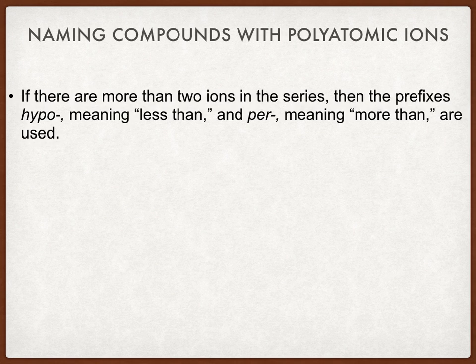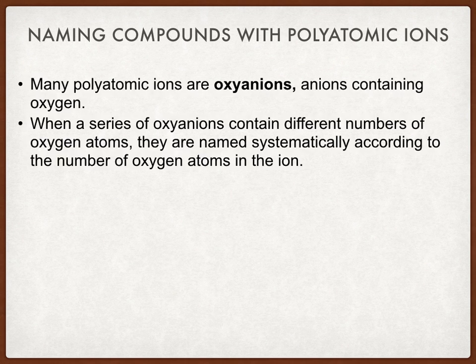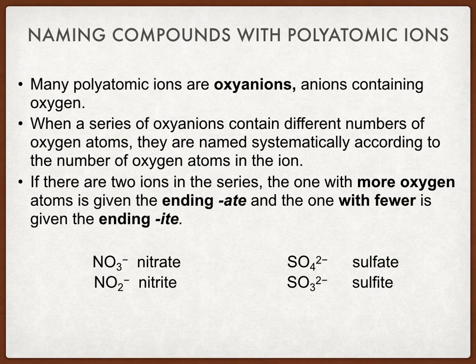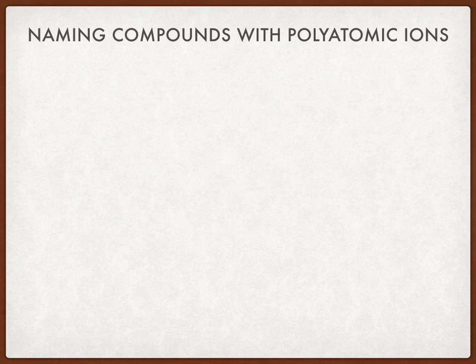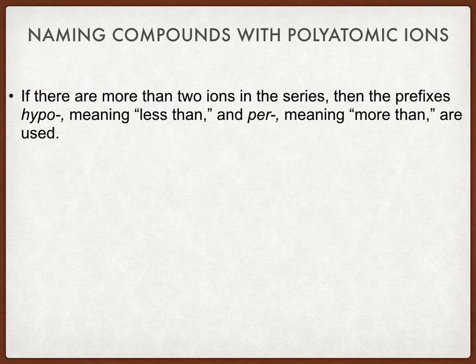So if there are more than 2 ions in a series, okay, back here. Excuse me, I lost my spot. Okay, there we go. So the sulfur oxyanions and nitrogen oxyanions both are a group of 2. There are groups that have more than 2. If there are groups that have more than 2 ions, then we're going to use the prefixes hypo, meaning less than, and per, meaning more than.